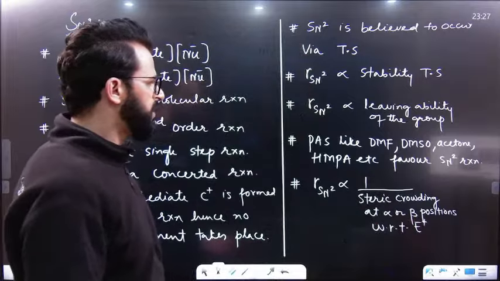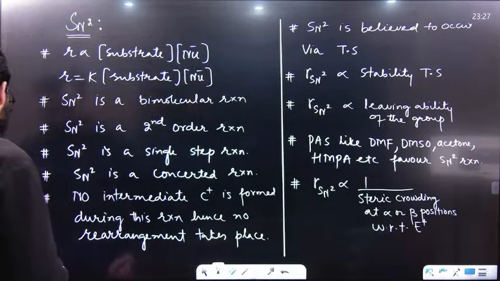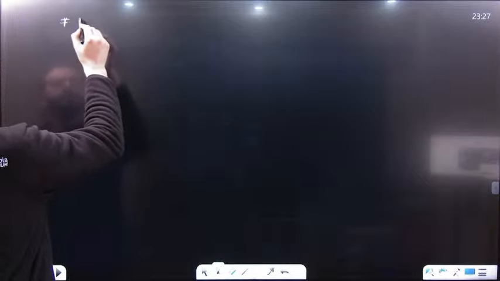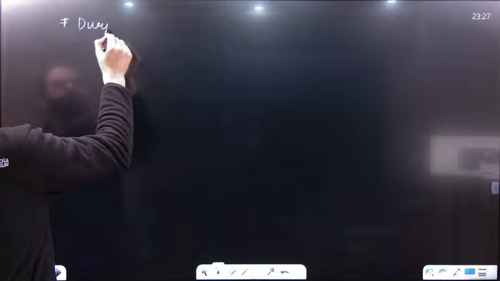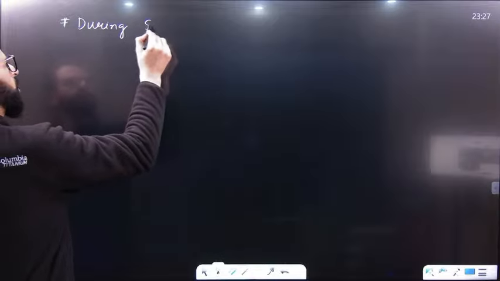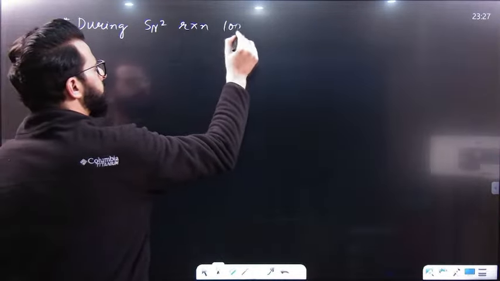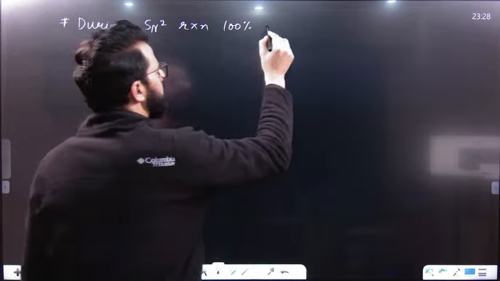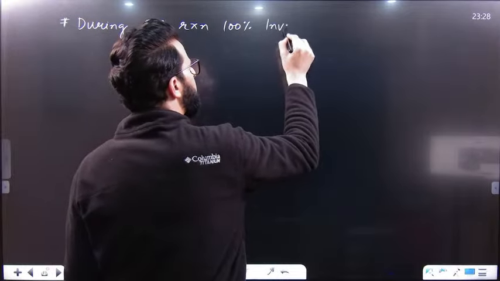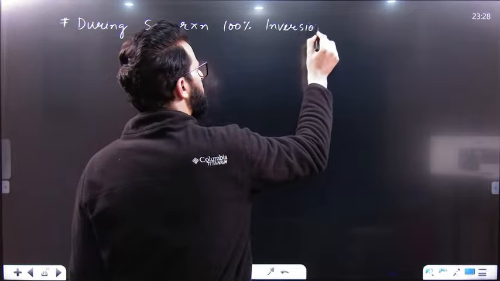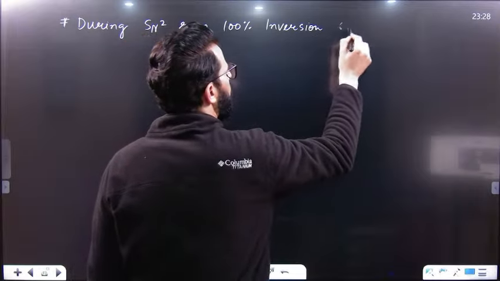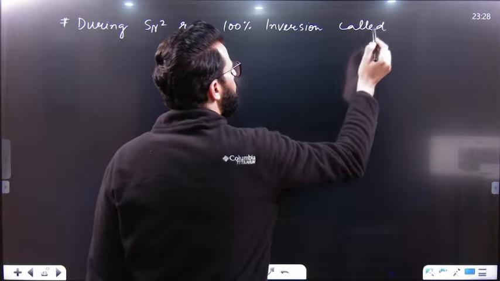Now, after that, remember stereochemistry. During SN2 reaction, 100% inversion takes place, that means backside attack of nucleophile. 100% inversion, called Walden inversion, takes place.